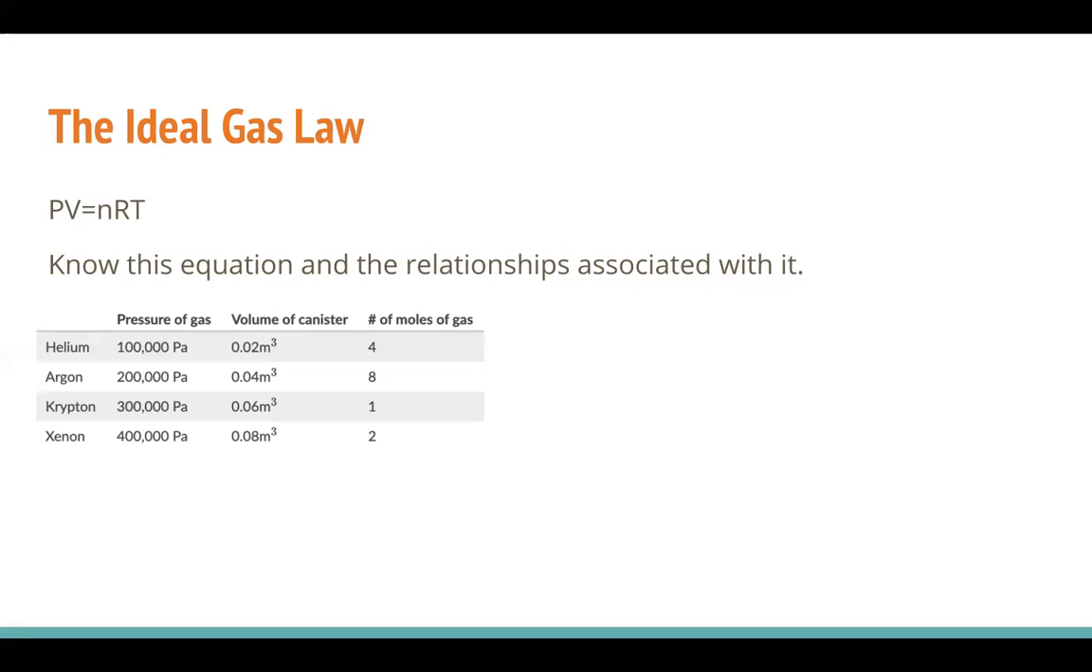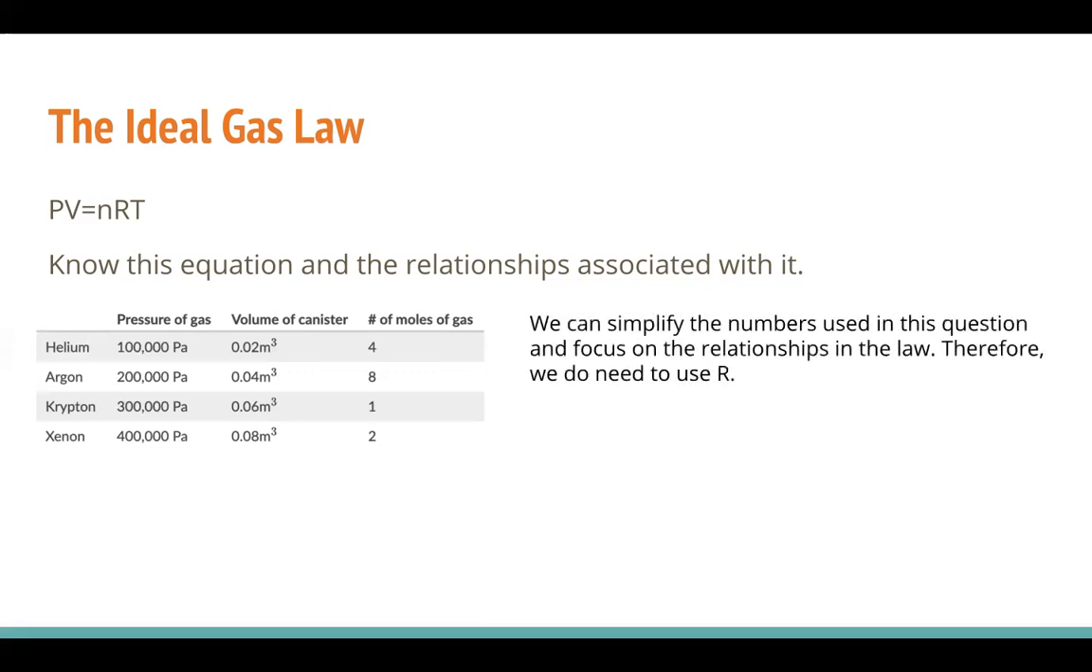As a reminder, temperature is a measure of kinetic energy. So we can simplify the numbers used in this question and focus on the relationships in the law. And sorry, I should say we do not need to use R. I will correct that on the slides. So we do not need to use R, and we can also simplify each of these numbers to make our lives much easier. So for helium, instead of 100,000, we can just do 1. For volume, we can just use 2. And for moles, we can just use 4.